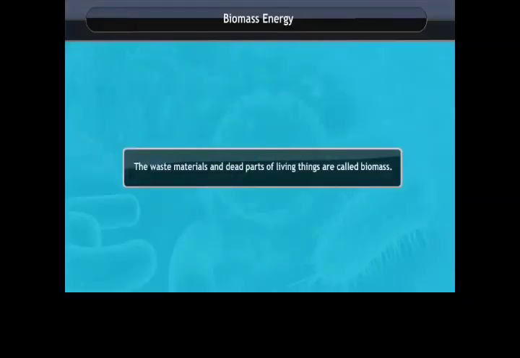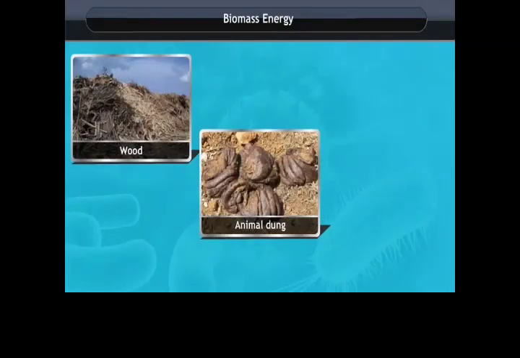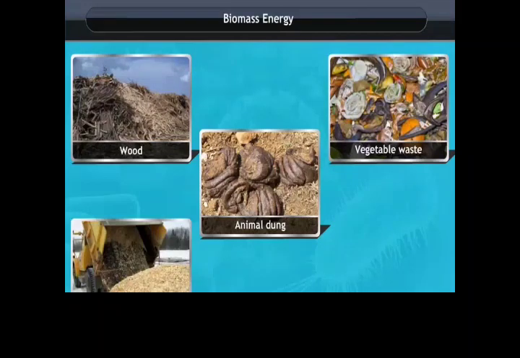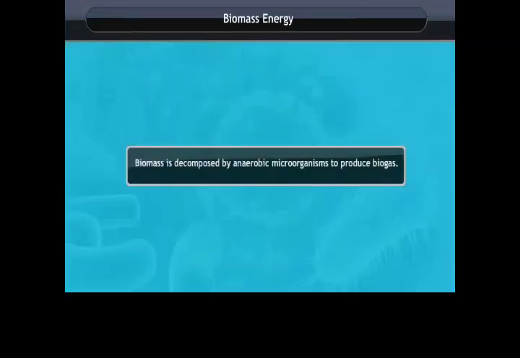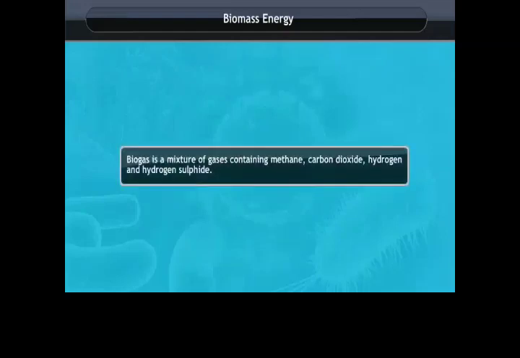Biomass energy. The waste materials and the dead parts of living things are called biomass. For example, wood, animal dung, vegetable waste, agricultural waste, and sewage. Biomass is decomposed by anaerobic microorganisms to produce biogas. Biogas is a mixture of gases containing methane, carbon dioxide, hydrogen, and hydrogen sulfide.